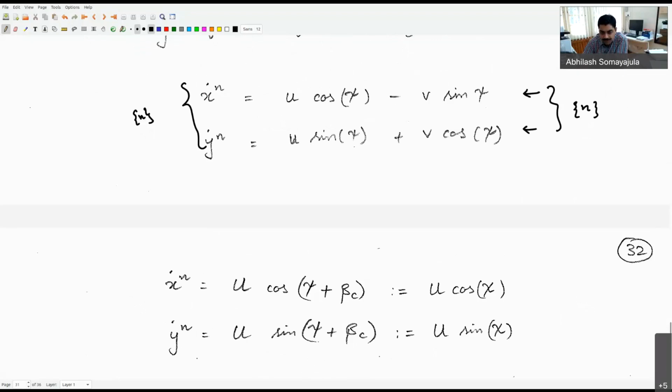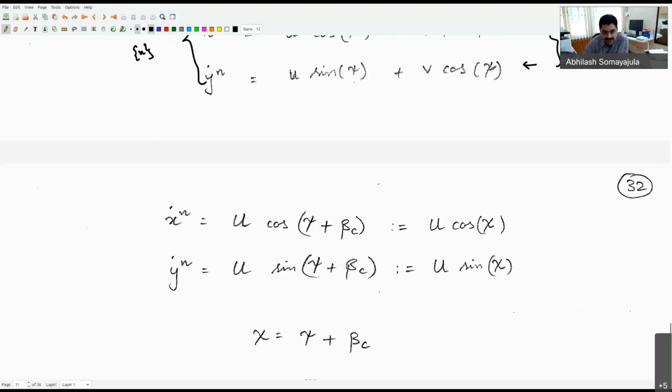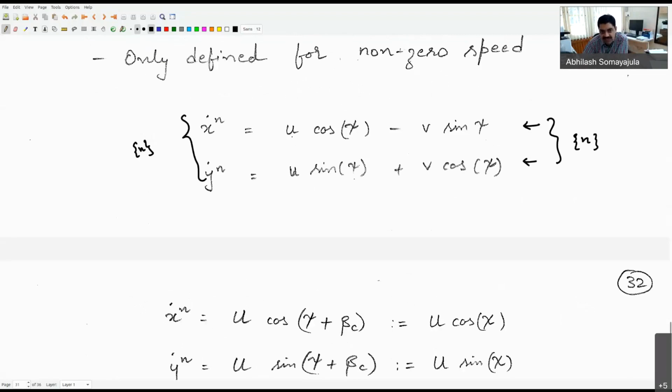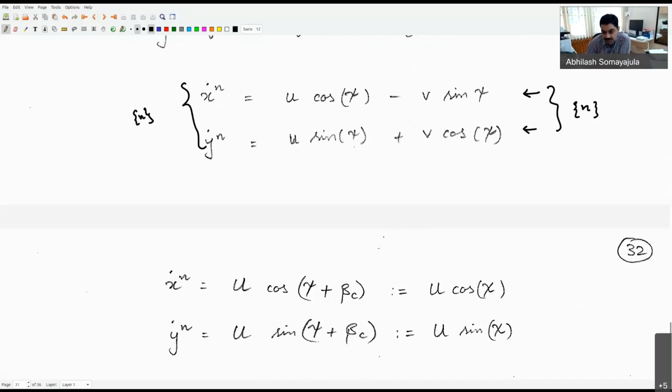Everybody with me so far? Yes, sir. All right. Now, these velocities can also be expressed. Instead of having u times cosine of psi minus v times sine of psi, I can multiply and divide by capital U. So this will become u by U times cosine of psi minus v by U times sine of psi, and the whole thing multiplied by capital U.